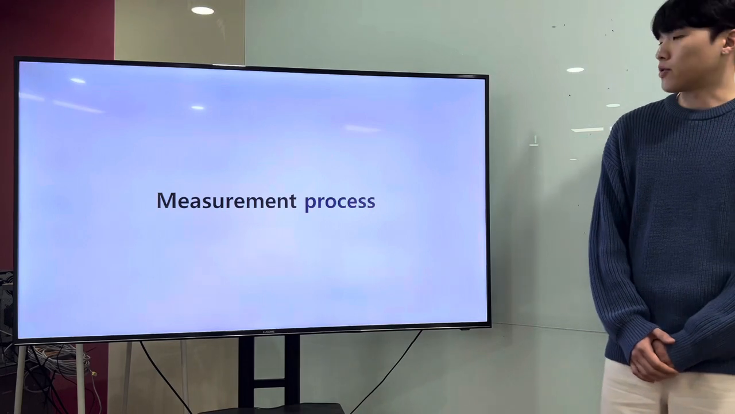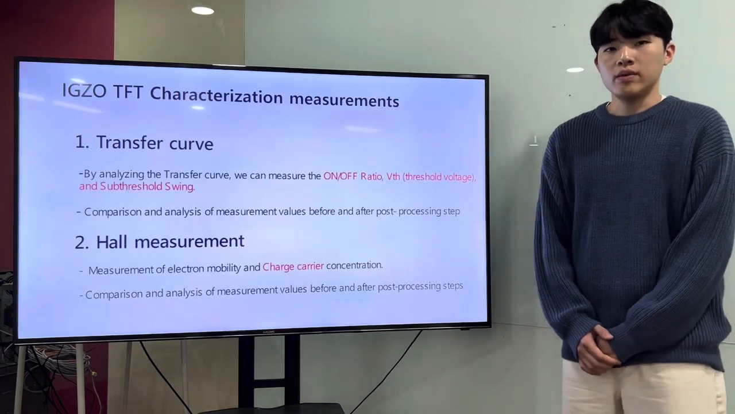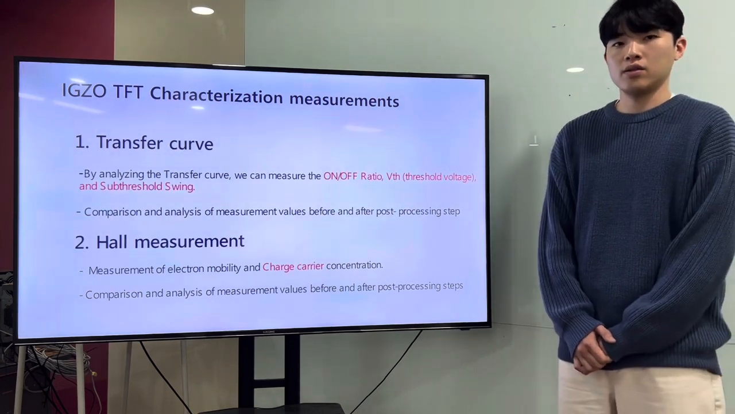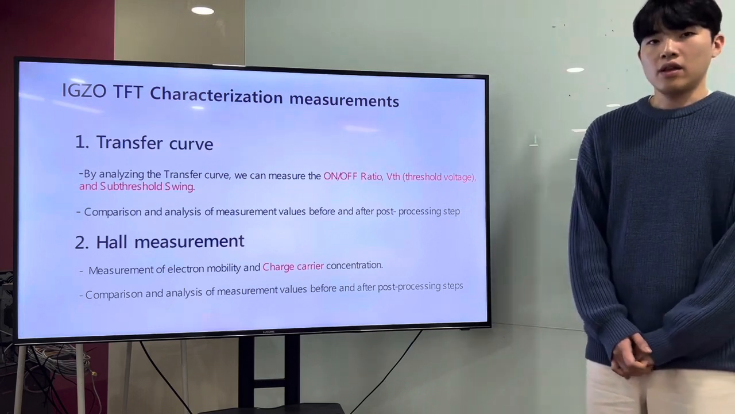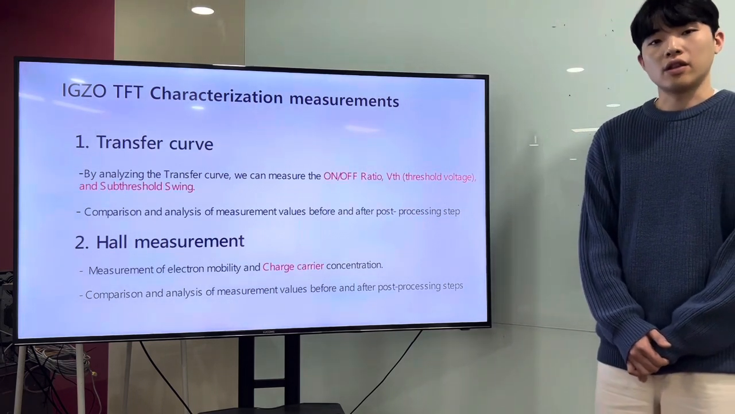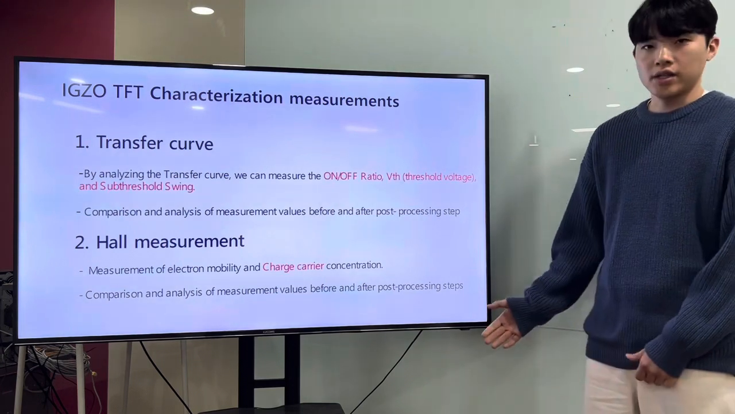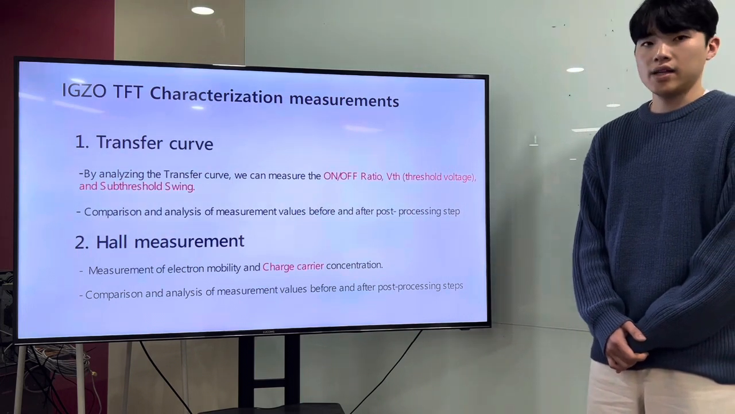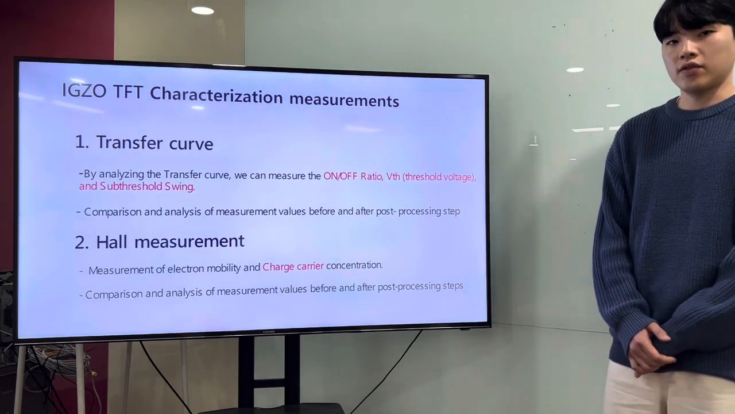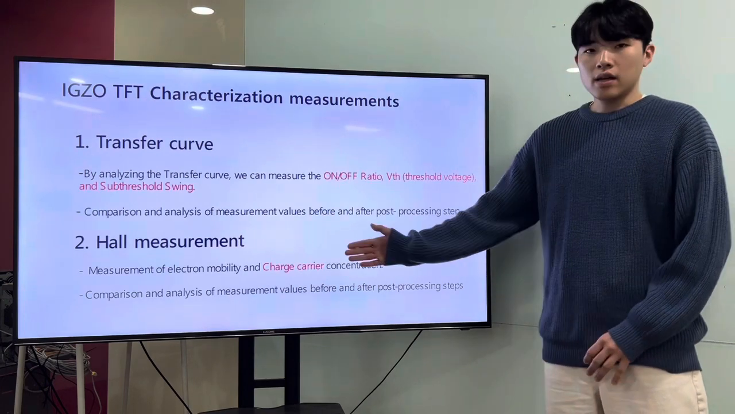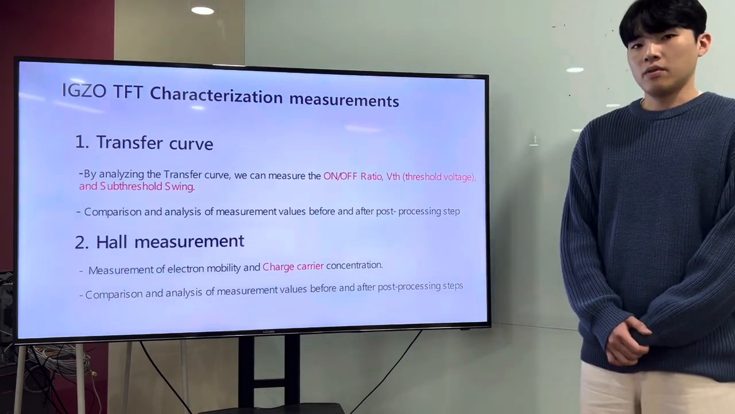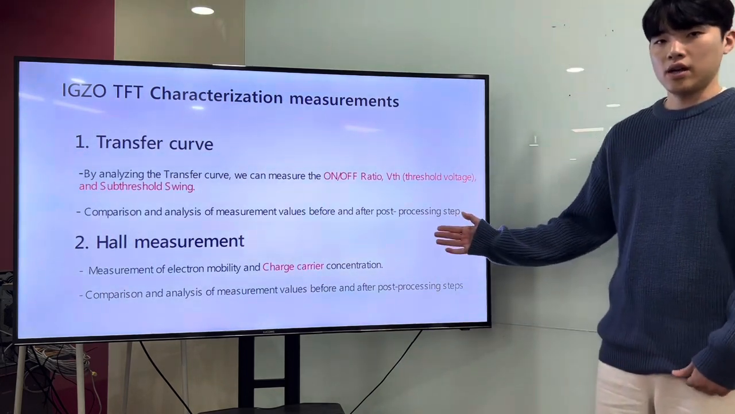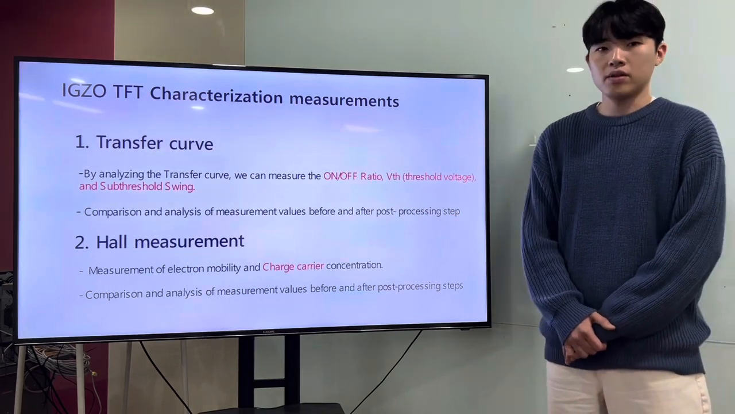Next is our measurement process. We will measure the electrical characteristics of IGZO TFT through two methods displayed on the screen. Firstly, we will measure the on-off ratio, threshold voltage, and sub-threshold swing through the transfer curve, and compare and analyze the measurement values before and after the post-processing step. Secondly, we will measure the electron mobility and charge carrier concentration through Hall measurement, and compare and analyze the measurement values before and after the post-processing step.